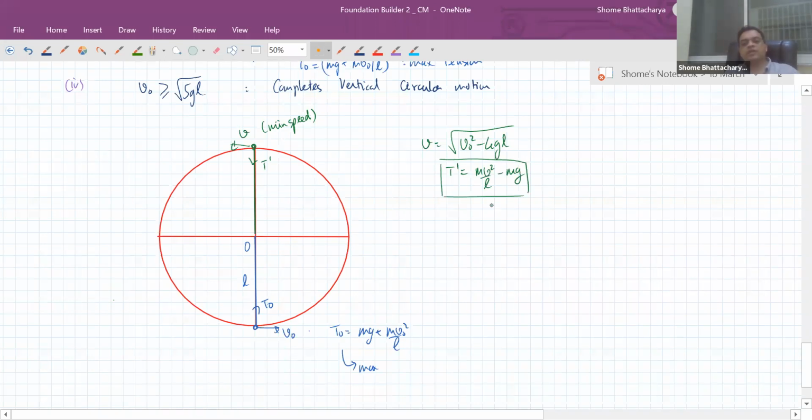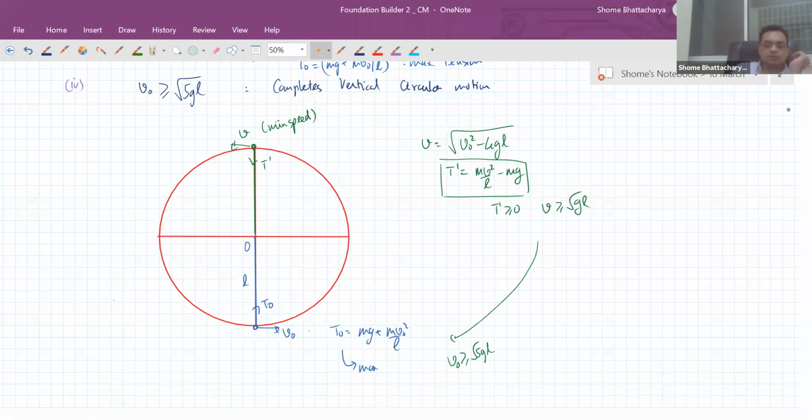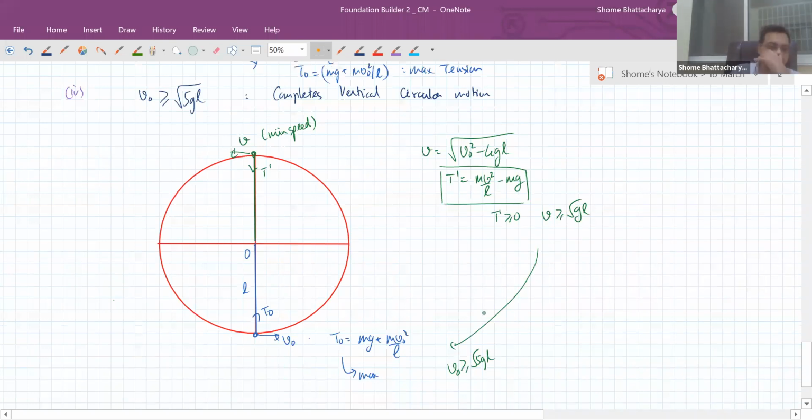So that is why for tension to be greater than or equal to 0, v should be greater than or equal to root gL. So accordingly, v naught should be greater than or equal to root 5gL. So this is the fourth case. This is the case where vertical circular motion is getting completed.